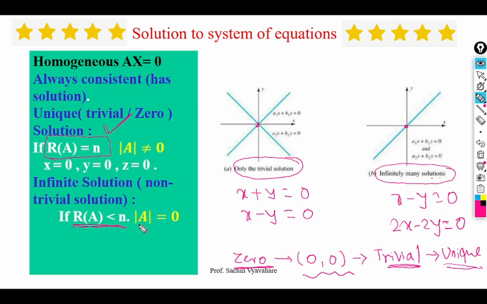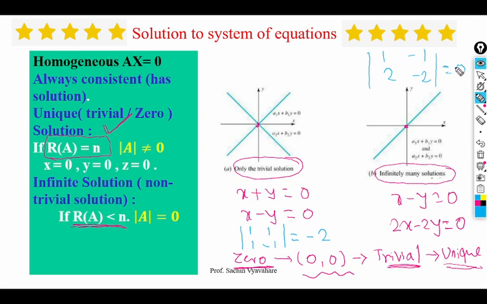Another important thing that you will observe is the condition on the determinant. Just focus on the determinant of this matrix now. If you take the determinant of 1, 1, 1, minus 1 and evaluate it, it becomes minus 2. But for the second case, 1, minus 1, 2, minus 2, if you consider this determinant, minus 2 plus 2, that is 0.